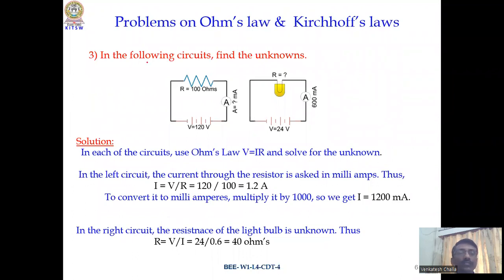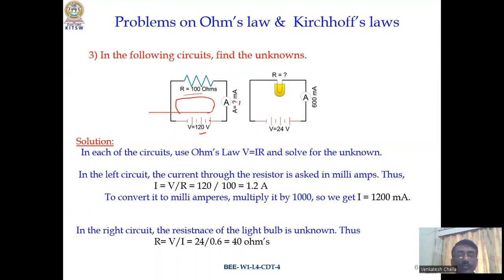So next one, in the following circuits, find the unknowns. What is the unknown? Here voltage is given as 120 volts, resistance is 100 ohms, and what is the current? You have to find I. See, current is flowing like this.